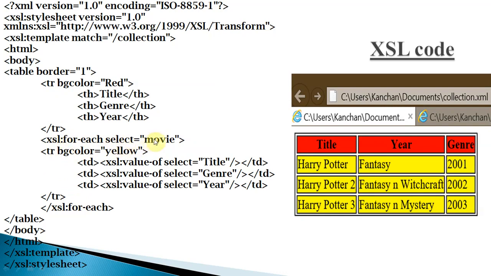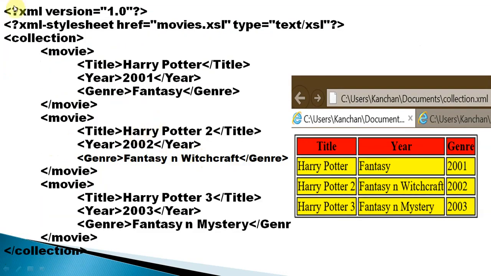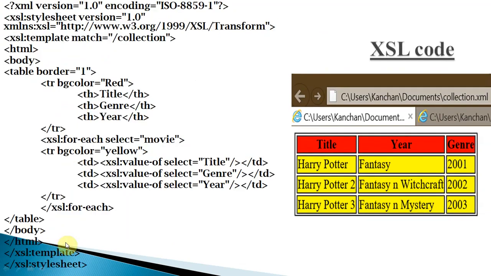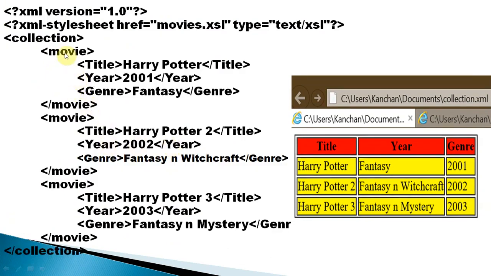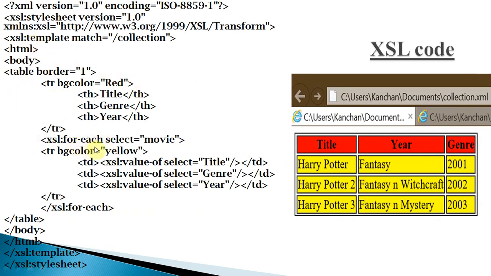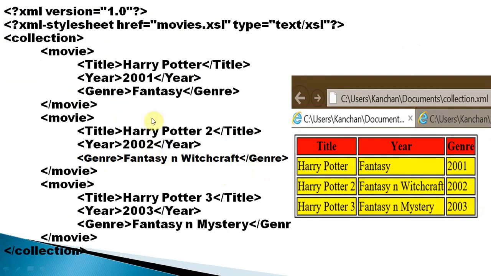For-each select movie means from the movie.xml, for each movie tag. So we have written select movie here, meaning for each movie tag. The background color is yellow. Then we will write TD, table data, three times, with XSL colon value-of select title, value-of select genre, value-of select year. So we write accordingly the value of select for each one. You can see here value-of select title, year and genre.